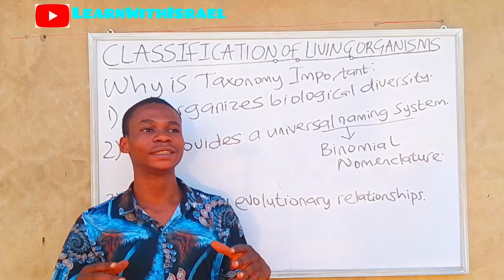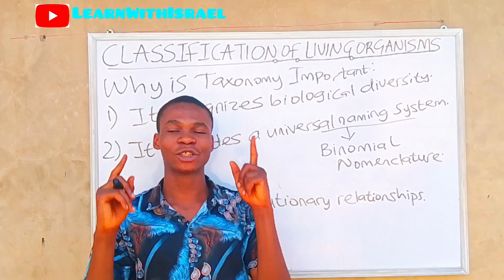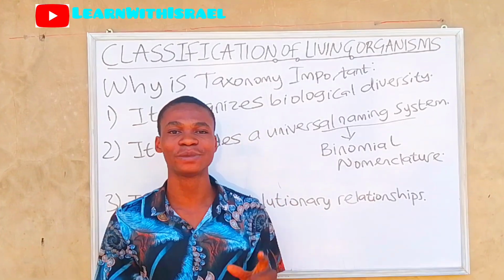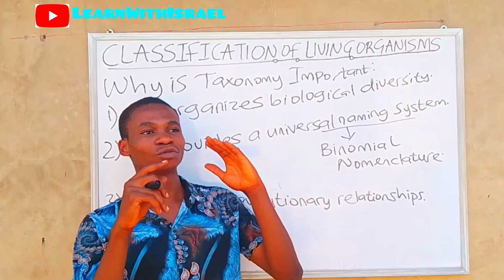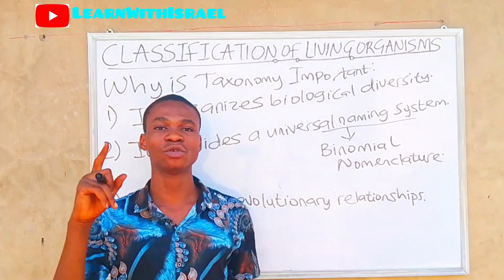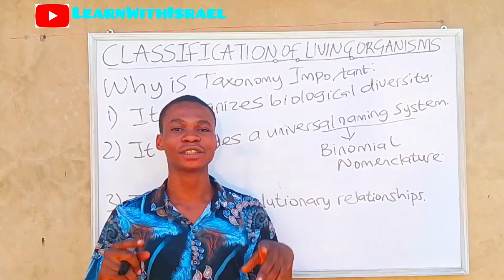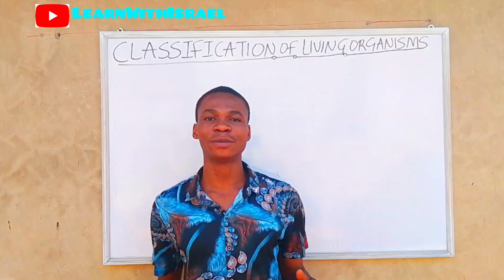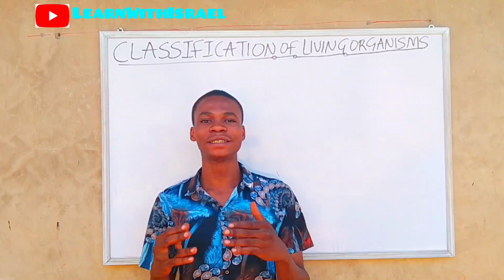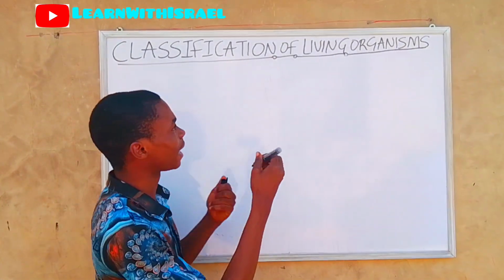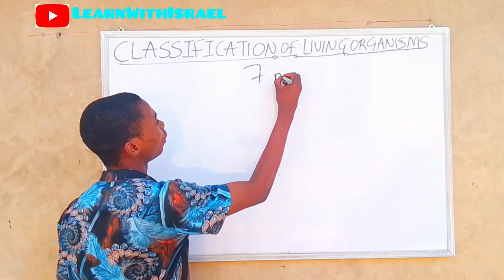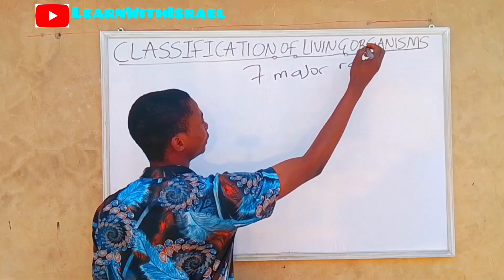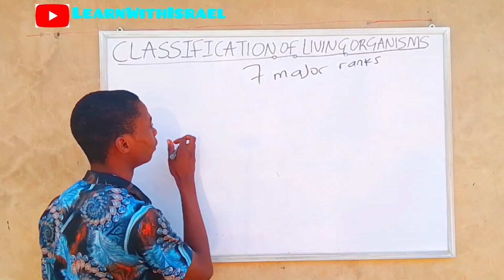So now let's move to the taxonomy hierarchy, what you have been waiting for, the classification of living organisms, which is also the taxonomy hierarchy. We are going to list it out from kingdom to species, and there will be mnemonics to master it. Now we'll be talking about how organisms are classified. Organisms are classified into 7 major ranks. And I will write out the mnemonic now.